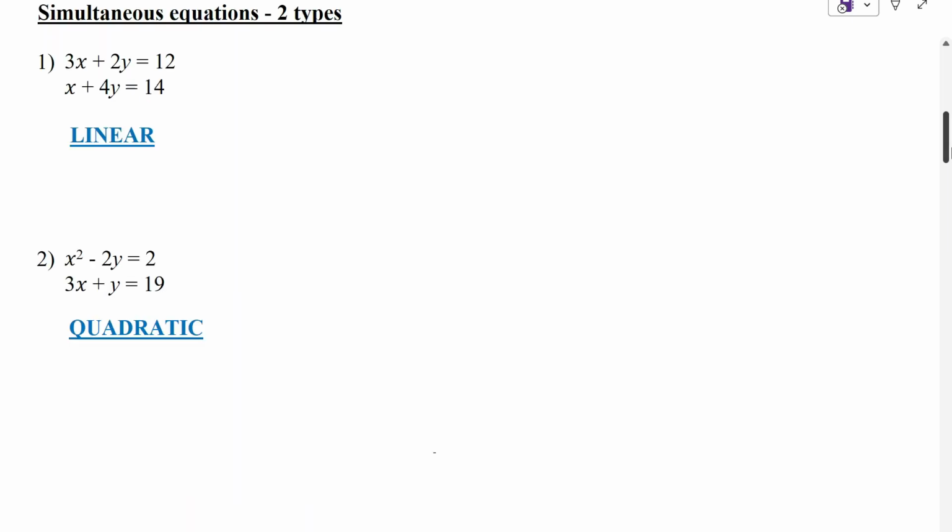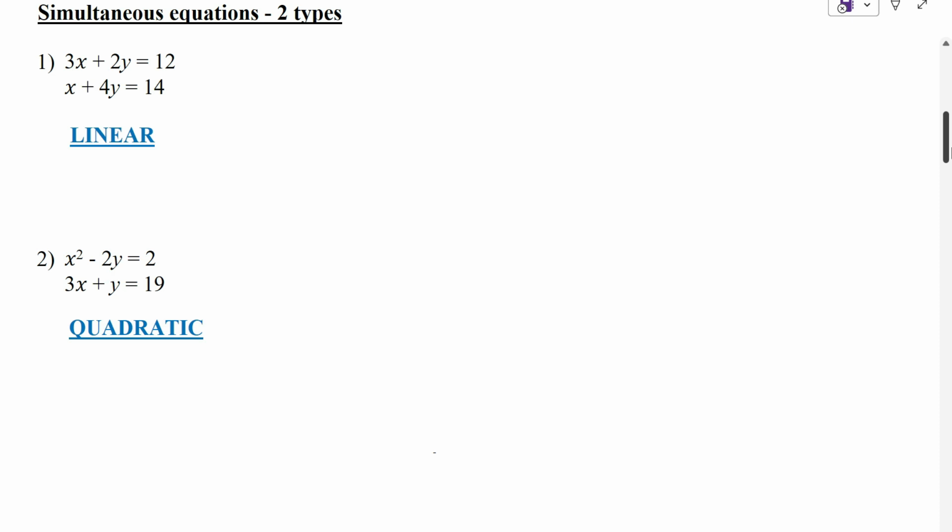So, starting off with the basics, there are two types of simultaneous equations. One is linear and the other is quadratic. Now, in this video, part 1, we're going to be looking at linear specifically, and in the next video, we'll take a look at quadratic.